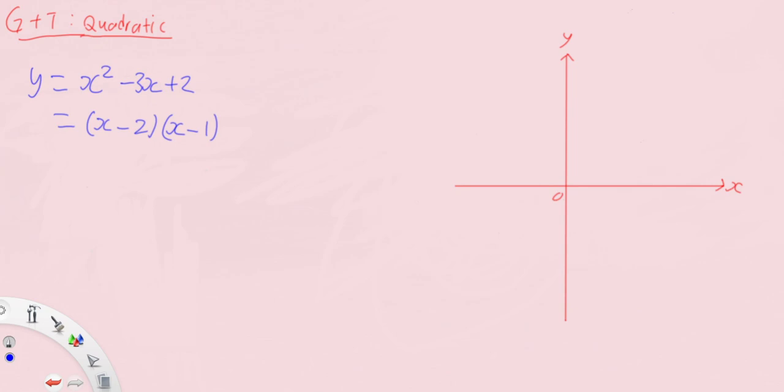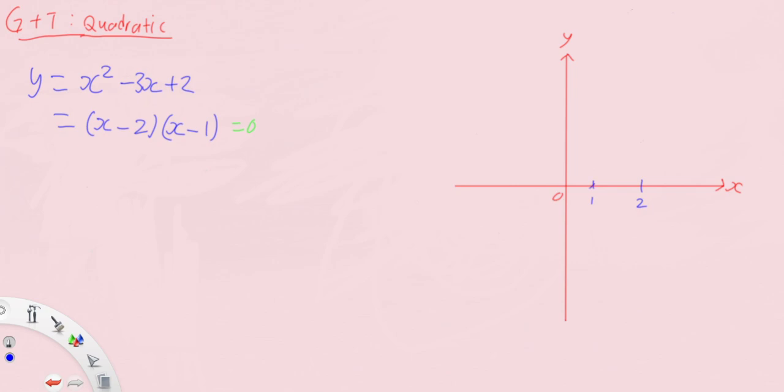Now, why do I factorize? Whenever you sketch a graph, you need to catch the y-intercept, the x-intercept, and for the quadratic graph, the turning point as well. By factorizing, we're able to easily sieve out the x-intercepts, by letting y equals 0. So we know that at y equals 0, (x minus 2)(x minus 1) equals 0. That means either x minus 2 or x minus 1 equals 0, then we have x equals 2 or x equals 1. Therefore, we are able to catch our intercepts at 1 and 2.